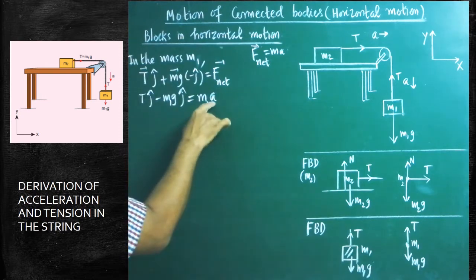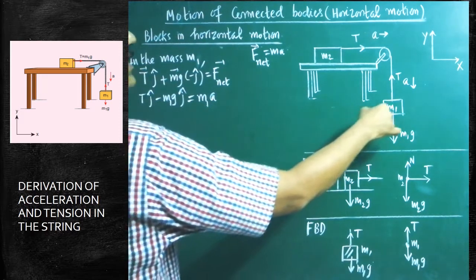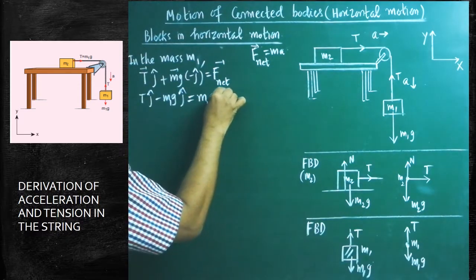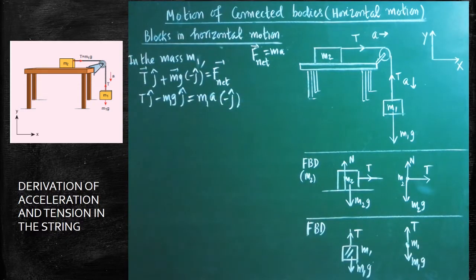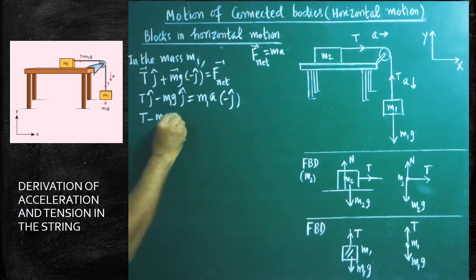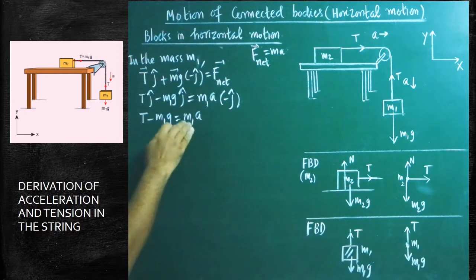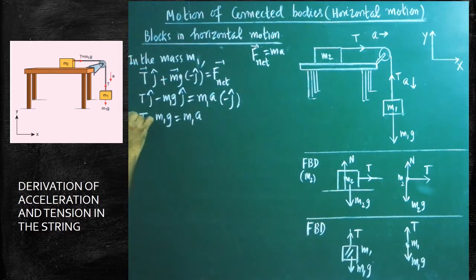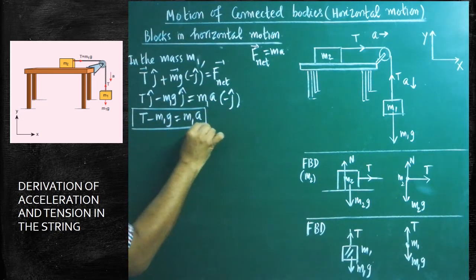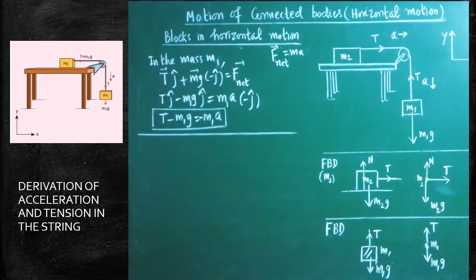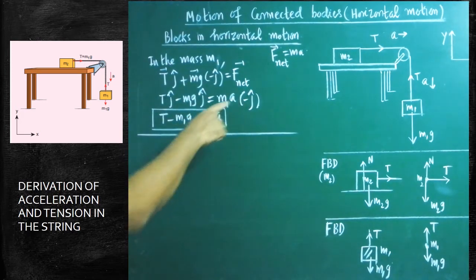Are you clear? What about the direction of the net force? Look at the diagram. It is pulled in the downward direction. Mass M1 will be moving in this downward direction, that is the negative y direction. Therefore, this one must be written as minus j cap. Now we can eliminate all the j's, just remove the components alone. T minus M1g is equal to M1a. So like that we can write. This is the final step of the equation. We will box the equation. Later we are going to use this one. Here the minus sign has to come here.